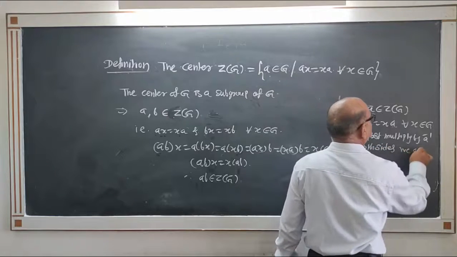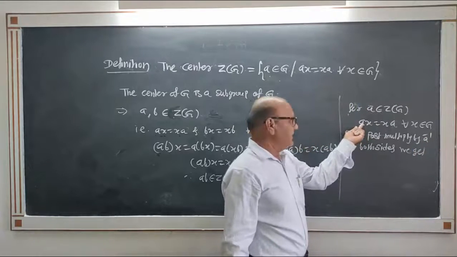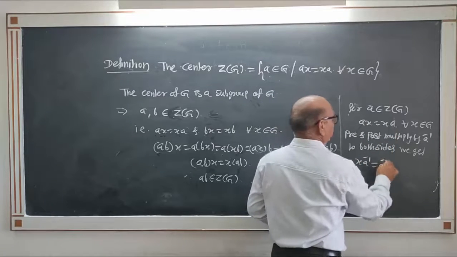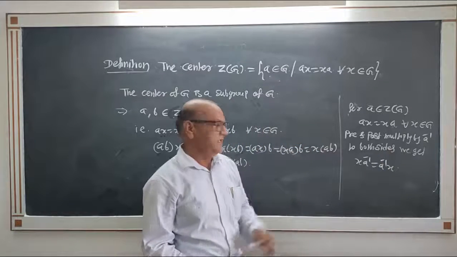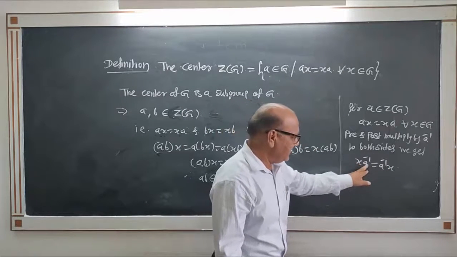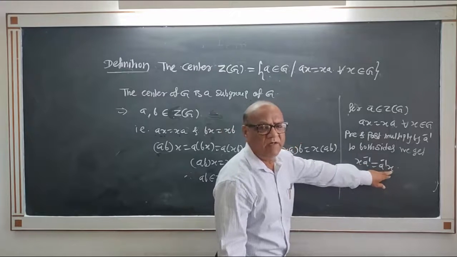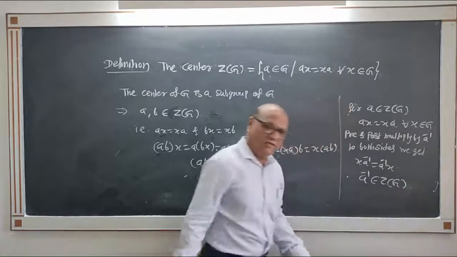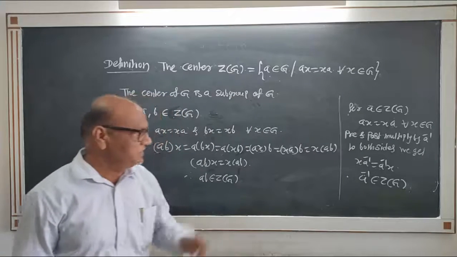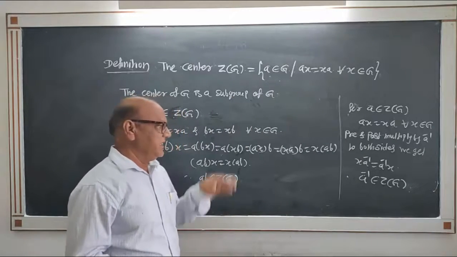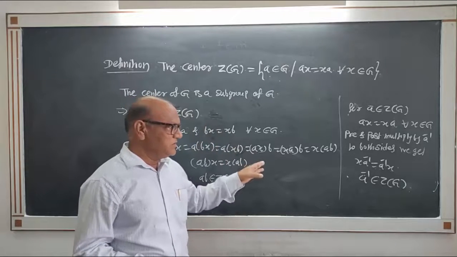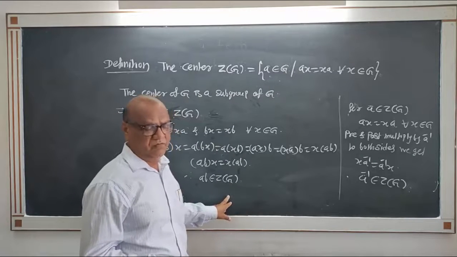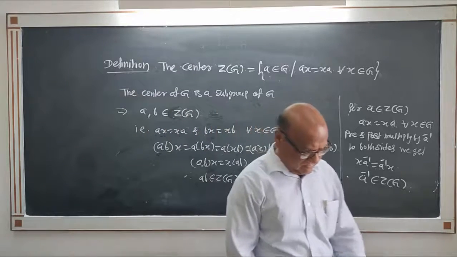If you multiply A inverse A, it is identity, so X A inverse is equal to A inverse X. That means X A inverse is equal to A inverse X for all X belongs to G. This gives A inverse belongs to center of G. By the two-step subgroup test, Z of G is a subgroup.